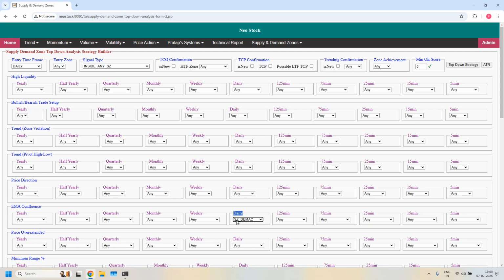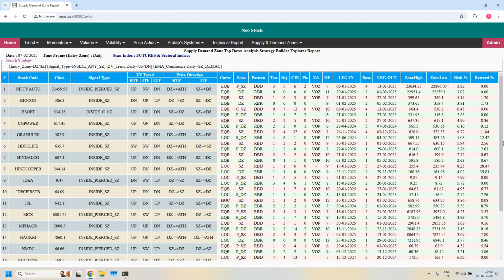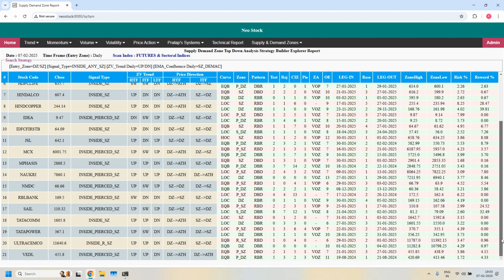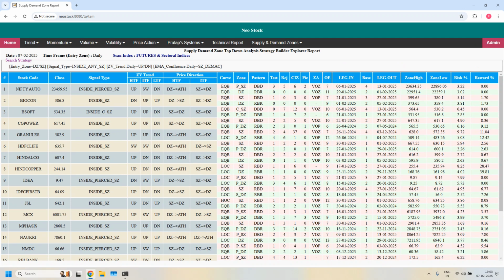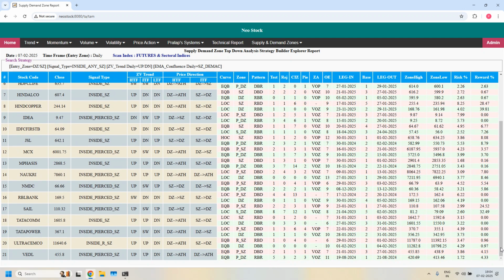But when you set EMA Confluence, daily trend should not be sideways. That's why in the trend at a daily time frame, I am selecting either up or down. With these filters, the list has come down to 21 stocks. So first 15 stocks in the list. Scrolling the list down. So total 21 stocks are filtered.